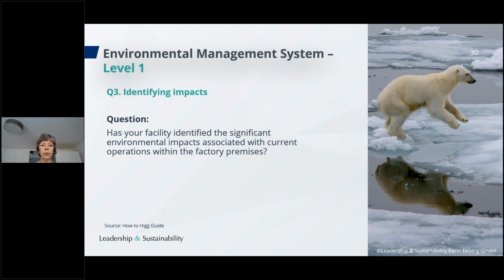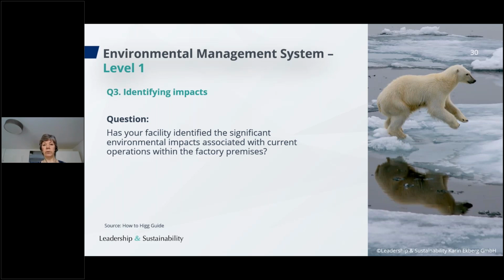And then the next question here is about identifying the impact. So what you need to know is you need to identify the significant environmental impacts associated with your operations within the factory premises. And we very often see two types of reports. For those factories who are quite new, you may have an impact assessment report from when you applied to build your factory and from your permit as well. And that may be quite a lengthy document. What we often see here is that there is no prioritization. There is no indication of which environmental impacts are really significant for your facility.